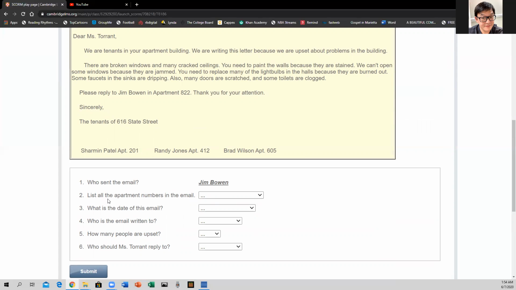Number 2, list all the apartment numbers in the email. 201, 412, and 605. Are these all? No, there's one more. 822. So this is the correct answer: 201, 412, 605. Look here, 822. These are all the apartment numbers in the email.